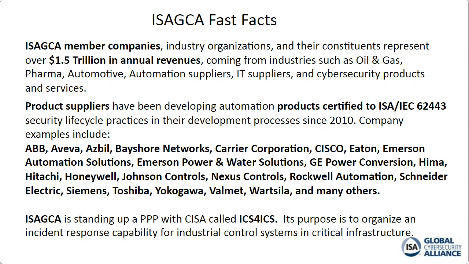So what else is ISAGCA doing? Well, we've entered into a public-private partnership with CISA. We're standing up this organization called ICS for ICS. That stands for Incident Command System for Industrial Control System. So its purpose is to organize incident response capability for industries that aren't fully organized.